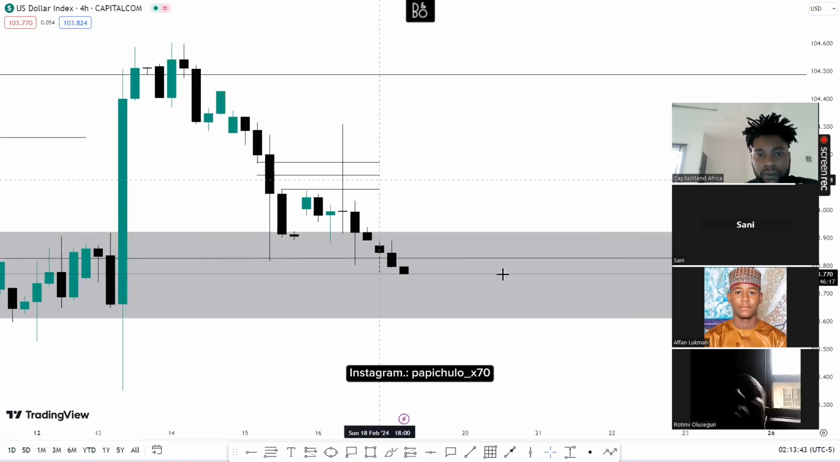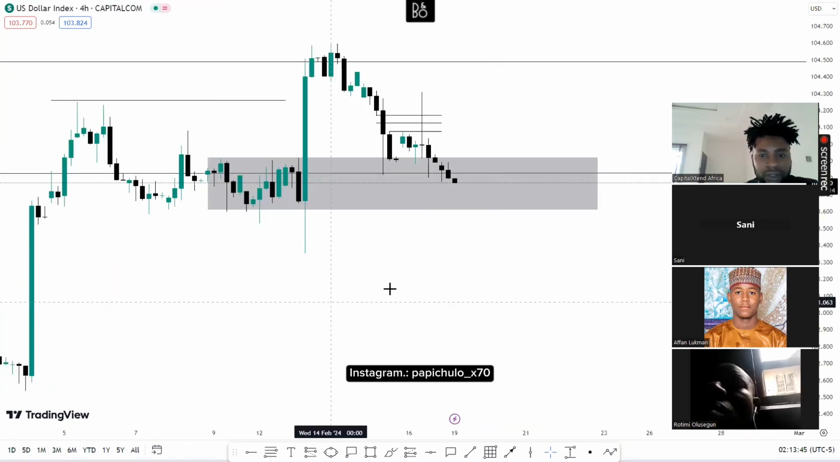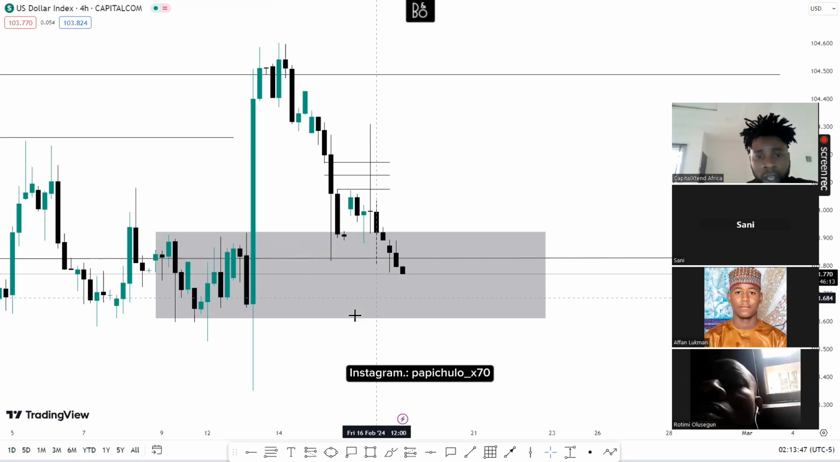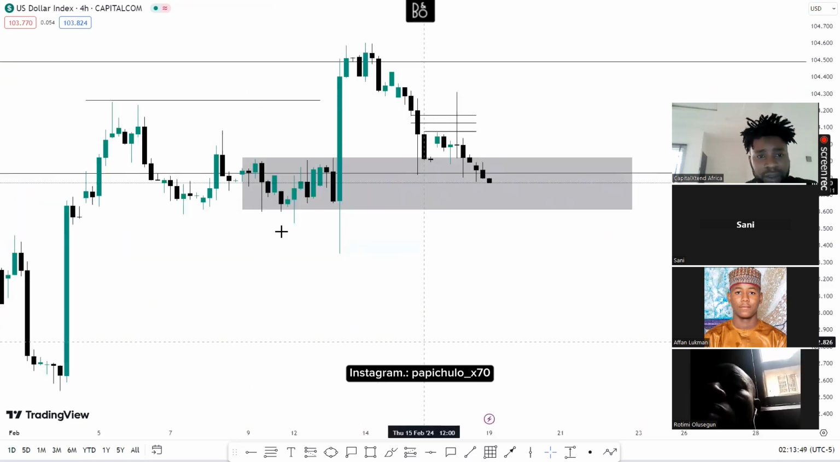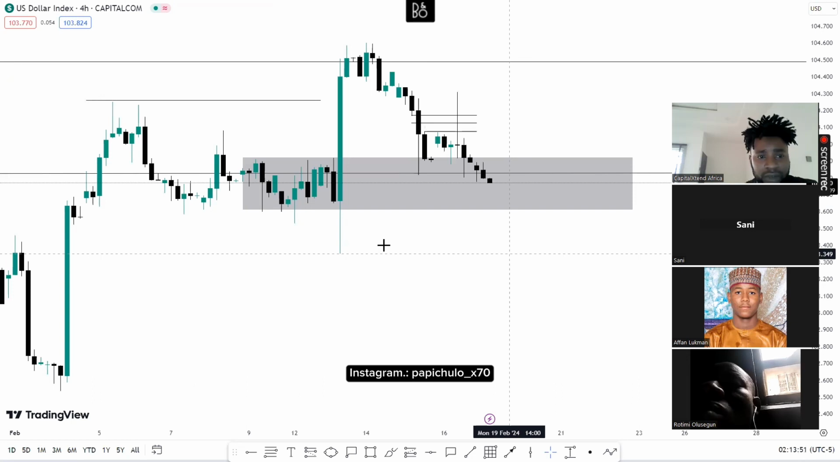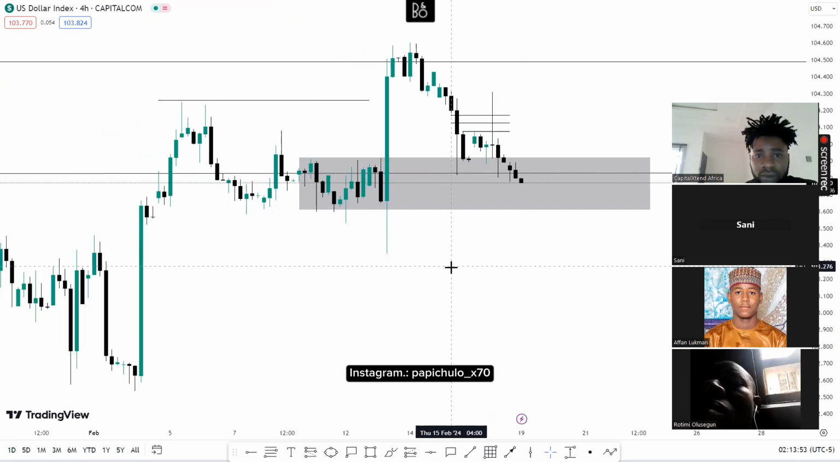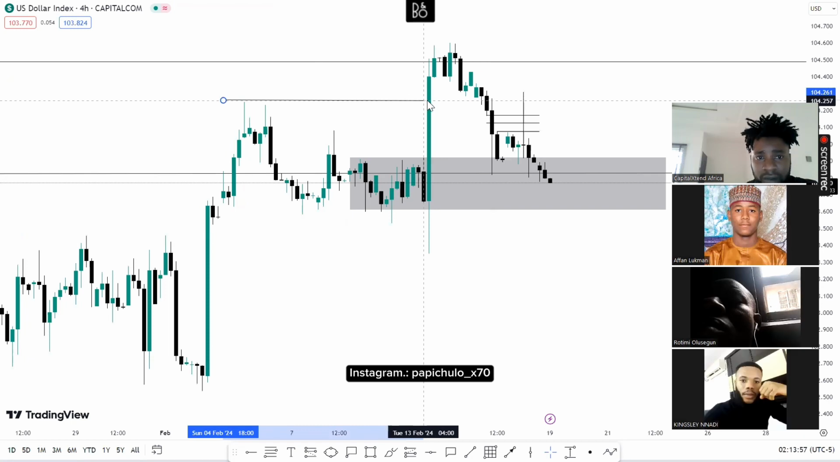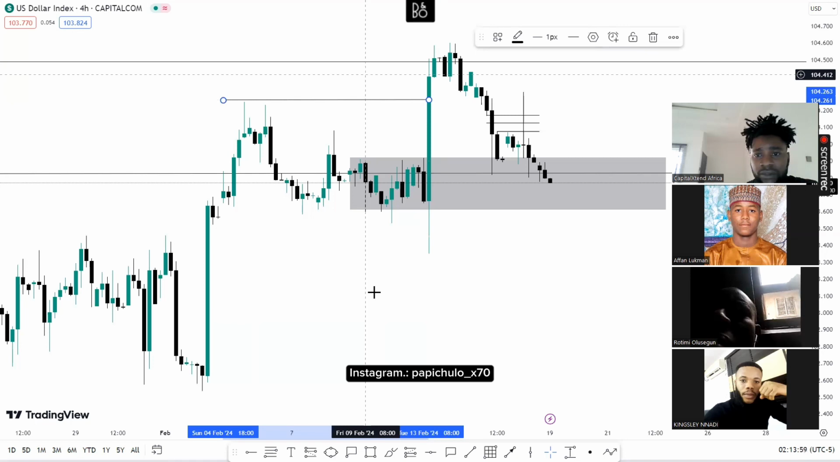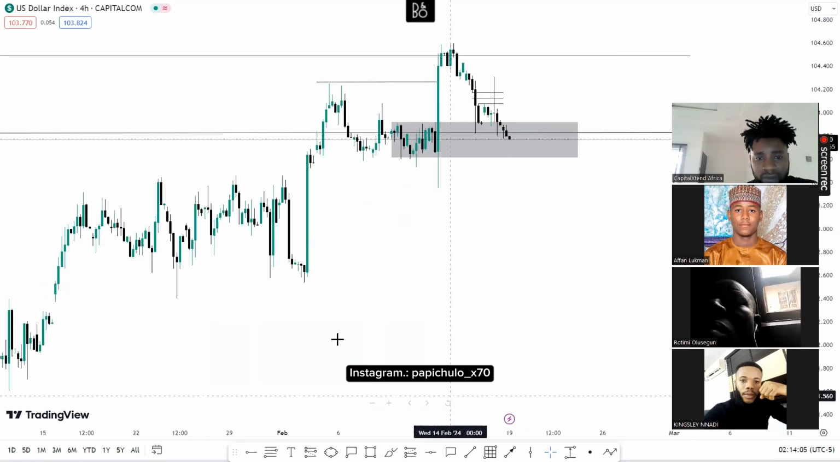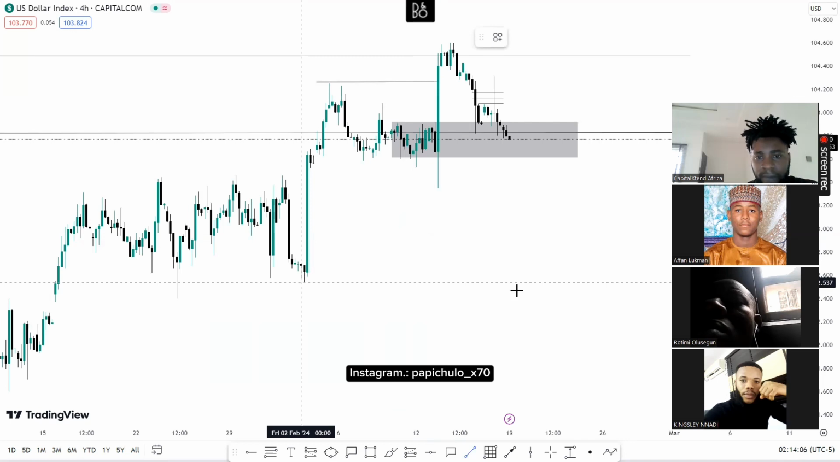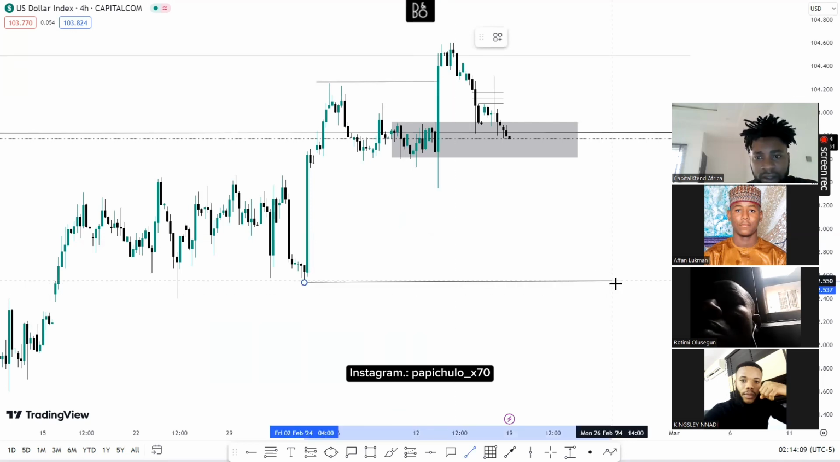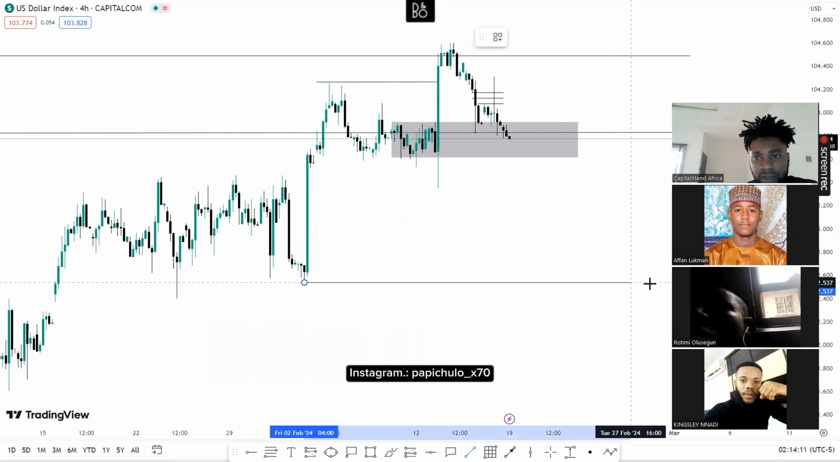Before the drop happened. So basically today I'll just be on the sideline for price to give me something really, really attractive before I jump into the market, and look out for this sell stop liquidity resting below here.